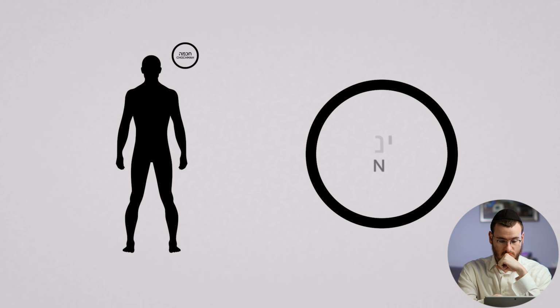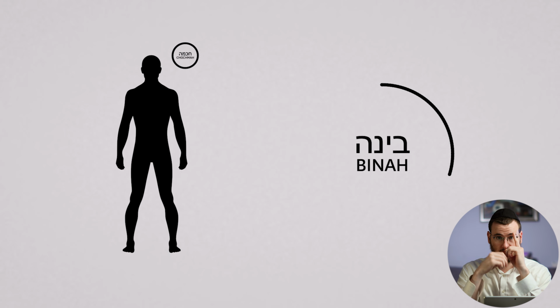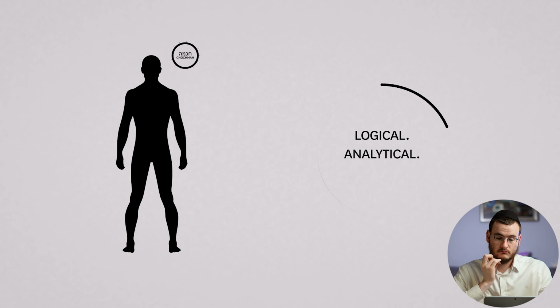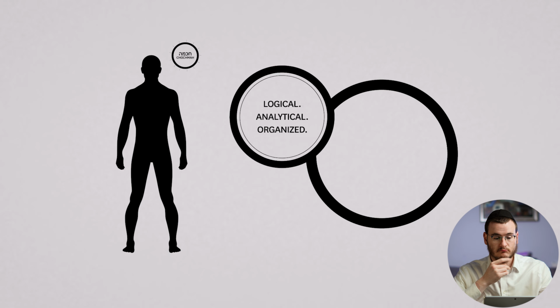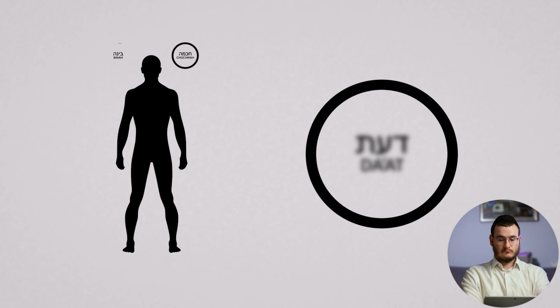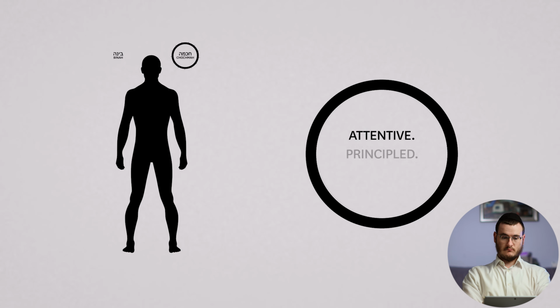Sefirah 2, Bina. Bina is the development of ideas. It enables us to be logical, analytical, organized. Sefirah 3, Dot. Dot allows us to focus on an idea so that it becomes relevant and personally meaningful. It enables us to be attentive, principled, involved.